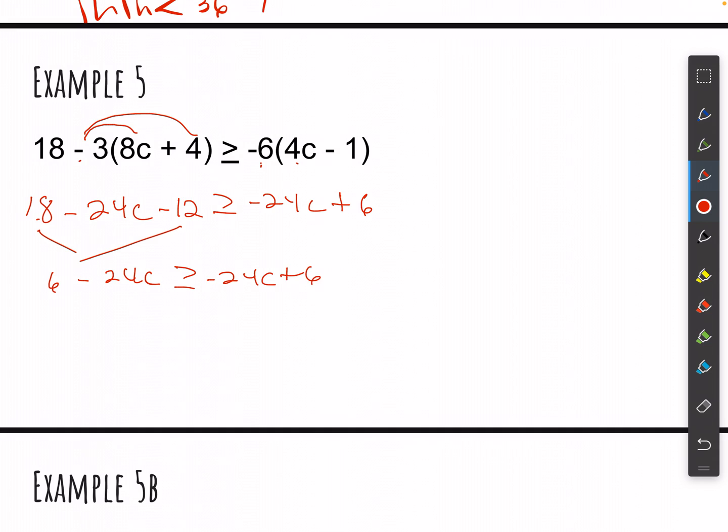Uh-oh. I know why they did this example. Okay, how do I combine like terms here? Let's add 24c to both sides. Hopefully you're starting to see it now too. The c's cancel, and this says 6 is greater than or equal to 6. So what happens here? What's the answer, and what does it look like on a graph when I have this kind of thing that happens in example 5?